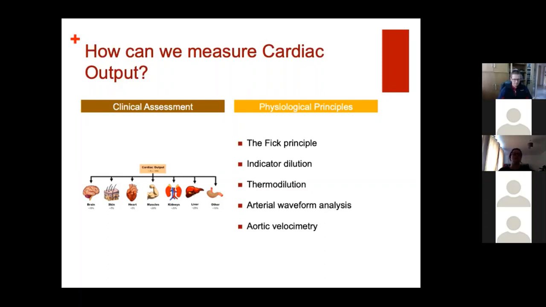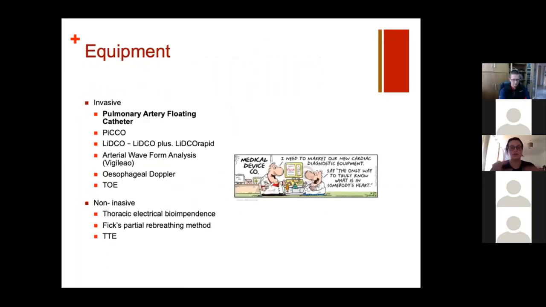So we use the Fick principle, indicator dilution, thermodilution, arterial waveform analysis, and aortic velocimetry. And I'm going to explain that. So how I've organized this presentation is I joined the principle with the equipment. I felt that it's kind of worked for me, and I hope it will work for you as well.